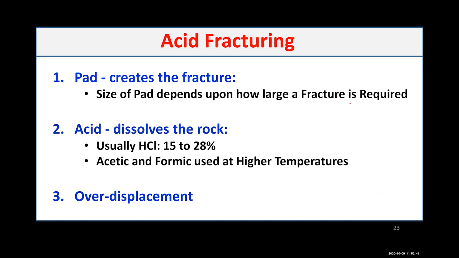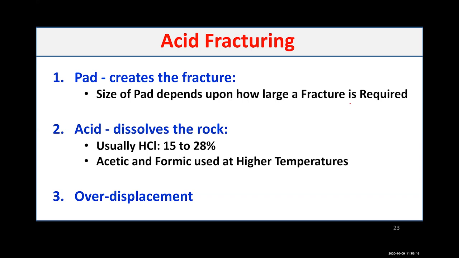So the best way to do the acid fracturing, we do it in three different steps. The first one, we pump a cross-linked pad to create the frac. So first thing, you create the frac. And the size of the pad depends on the geometry of the frac you have. If you'd like to have a larger frac, in this case, you pump a cross-linked pad, a big one. If you just need a small frac, you will pump a small pad size. So the pad size definitely gives you the fracture geometry that you are targeting.